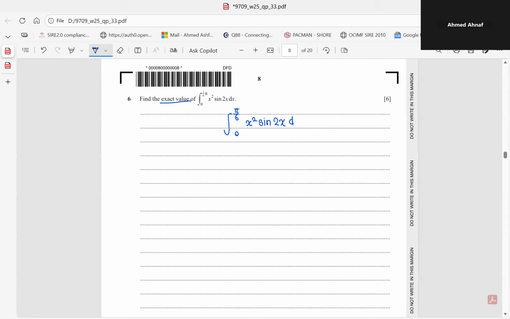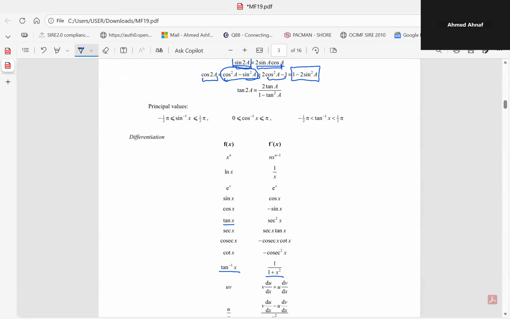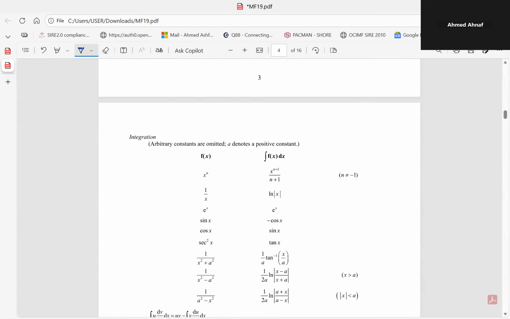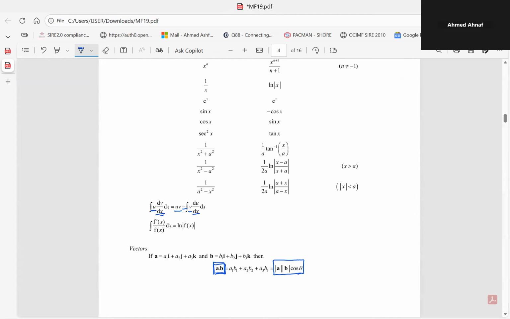Okay, so how do we get started? Let's take a look at the formula for integration by parts. It's right under here. So this is our u. Integration by parts states that the integral of u times dv dx is equal to u times v minus the integral of v times du dx.